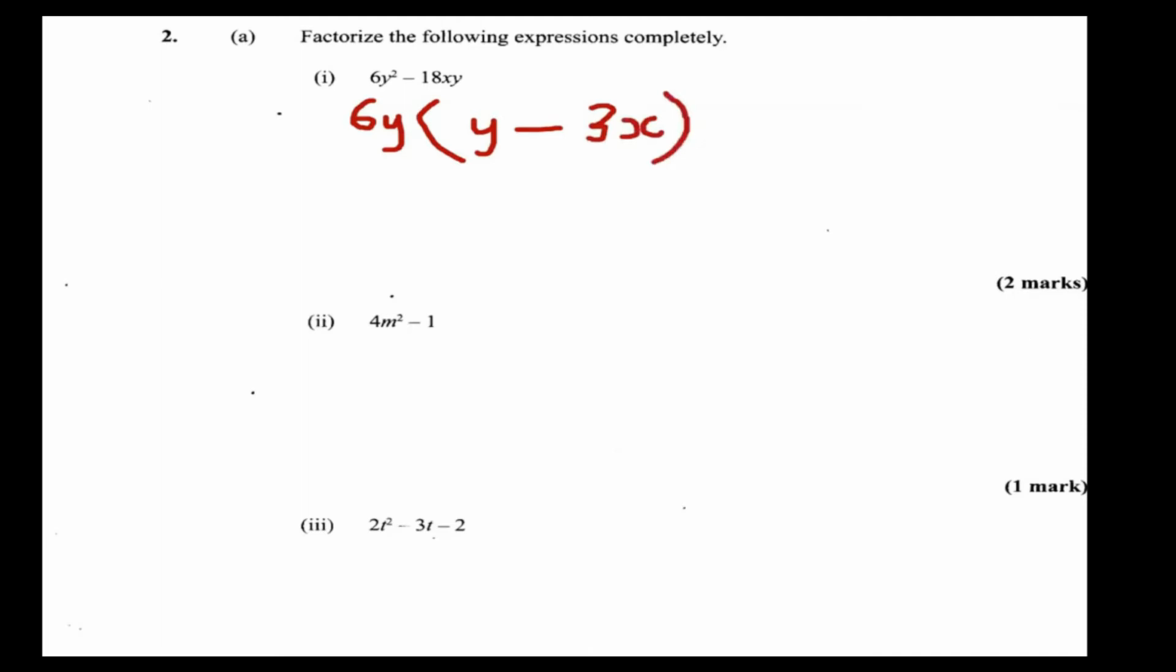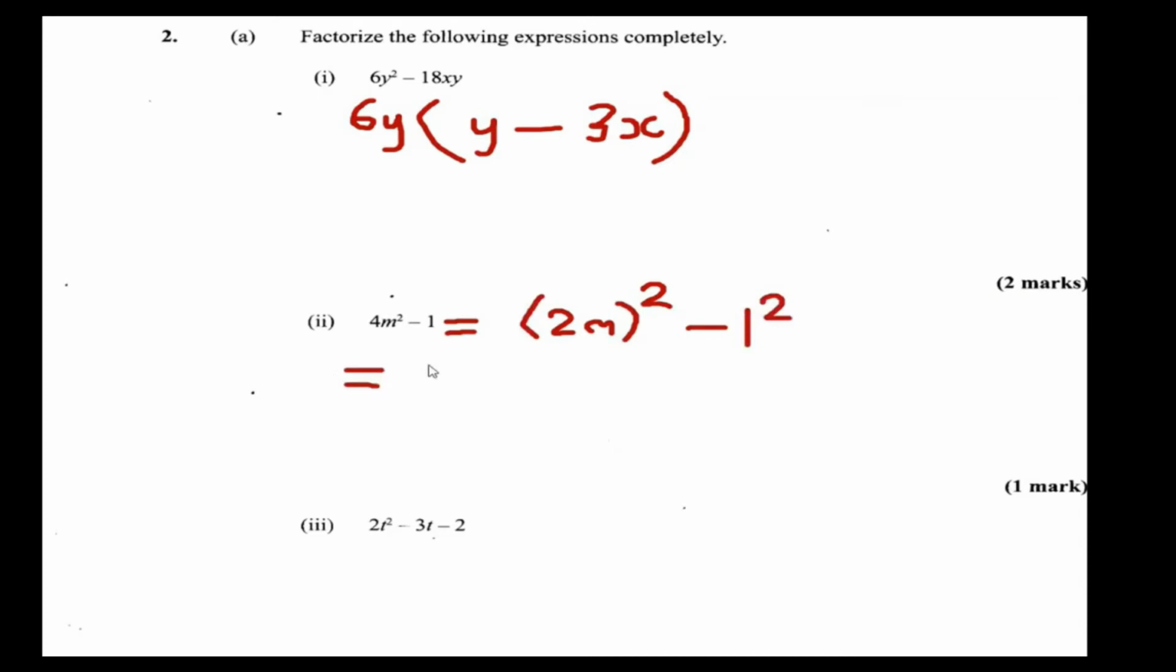All right. Now we have 4m squared minus 1. 4m squared minus 1, this is the difference of two squares. We have to rewrite 4m squared as 2m all squared, and subtract 1 squared. All right, that's the difference of two squares.